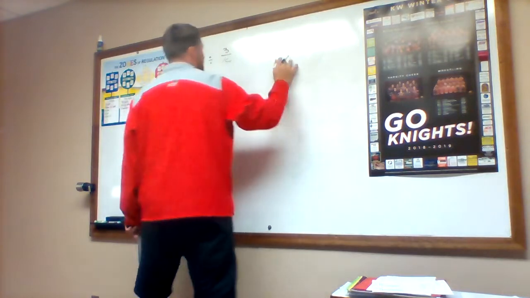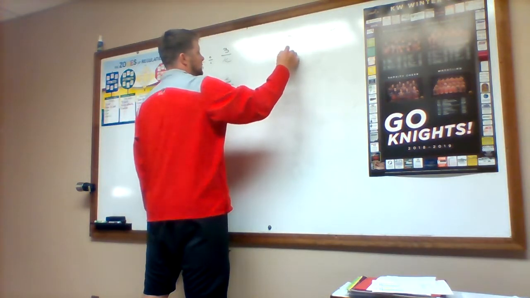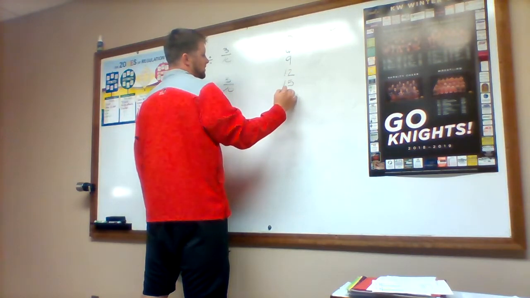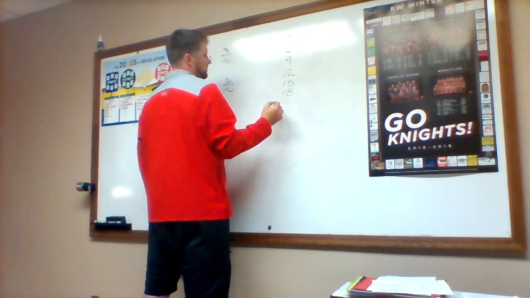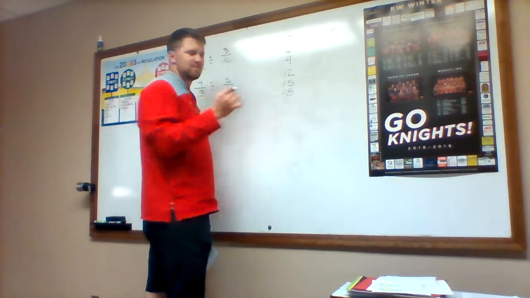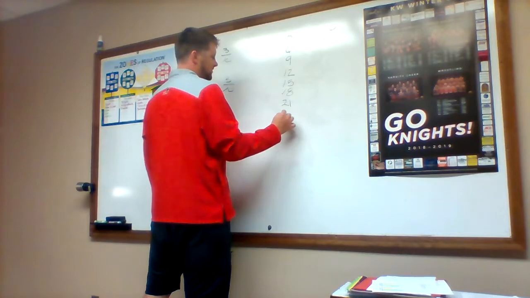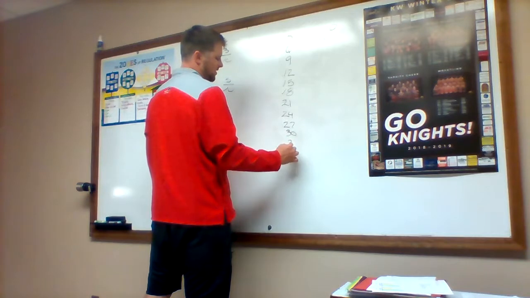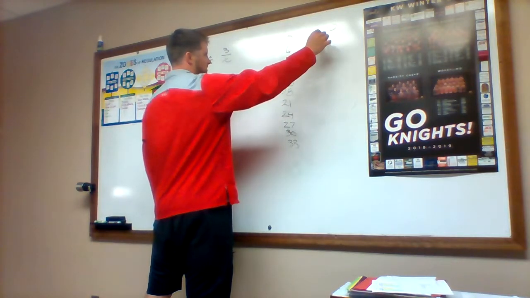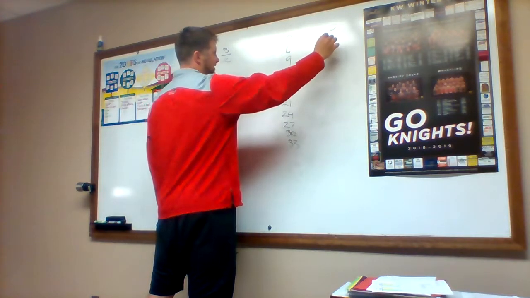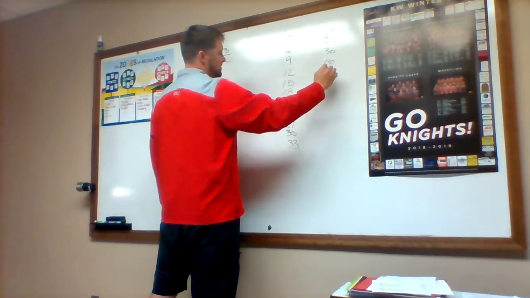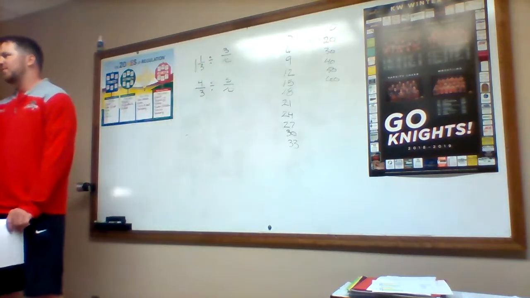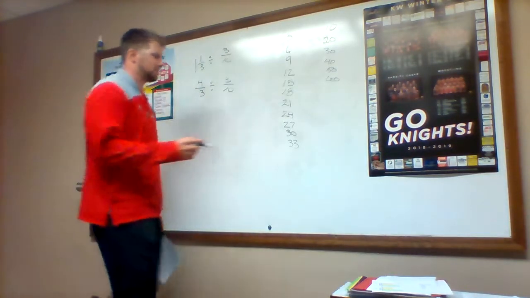Our multiples of 3. Anybody? 6, 9, 12, 15, 18, what's after 18? 21. Good. 24, 27, 30, 33. And our multiples of 10. 10, 20, 30, 40, 50, 60. Do we have a number that is the same? 30.